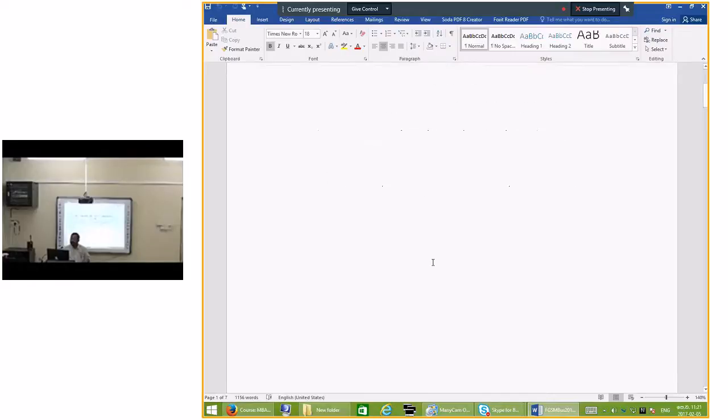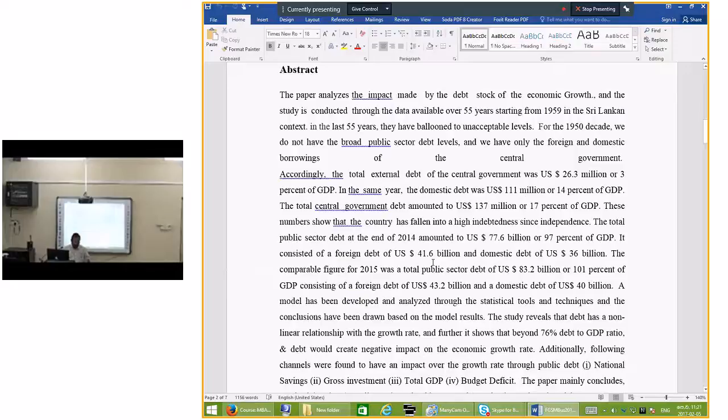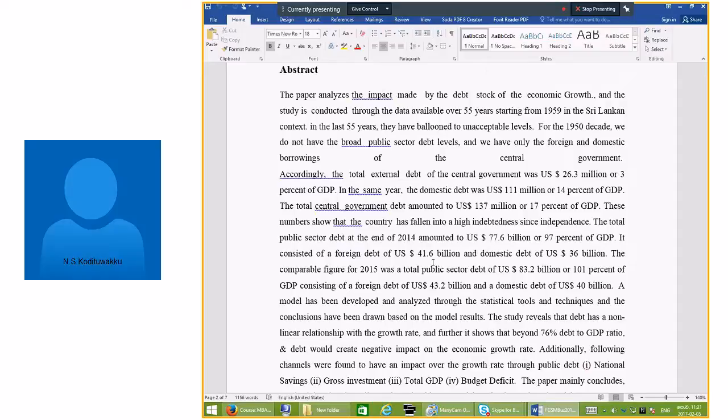Okay, start. My objective is to analyze the behavior of public debt in the last five decades, and through this identify the effect on Sri Lankan economic growth. My research questions are: first, whether there is an impact of public debt stock on Sri Lankan economic growth. And second, whether there is a relationship between the public debt and Sri Lankan macroeconomic factors.